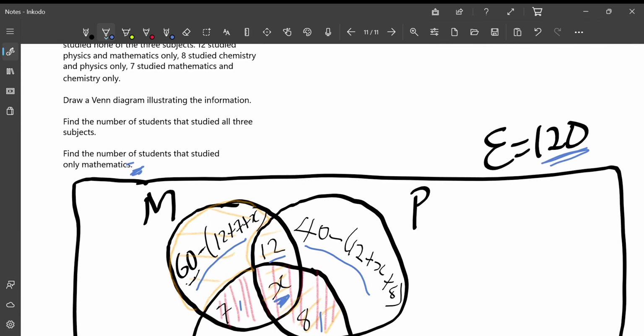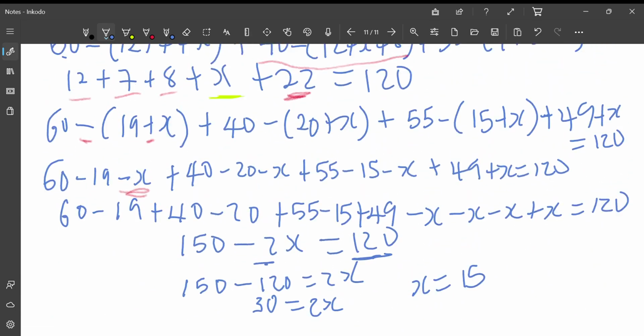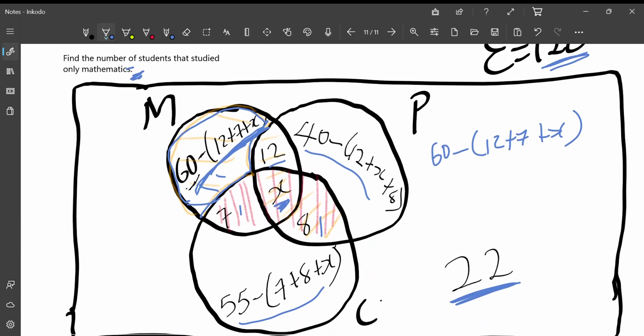And now the second question told us, find the number of students that studied only mathematics. Only mathematics, which means they want us to tell the actual value of just this part of the circle that is shaded, that I'm shading with blue. Only mathematics corresponds to, let me solve it here, 60 minus 12 plus 7 plus x. Now I know my x. I just got x as 15. So it's easy.